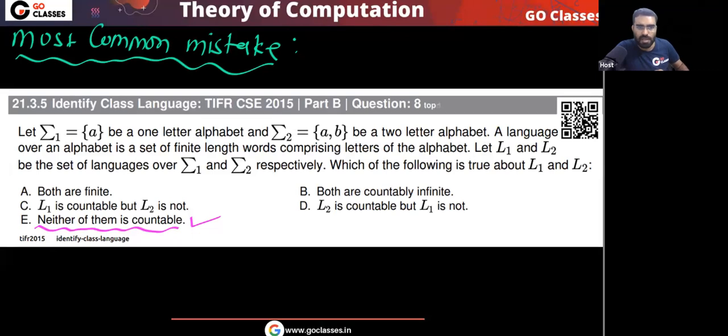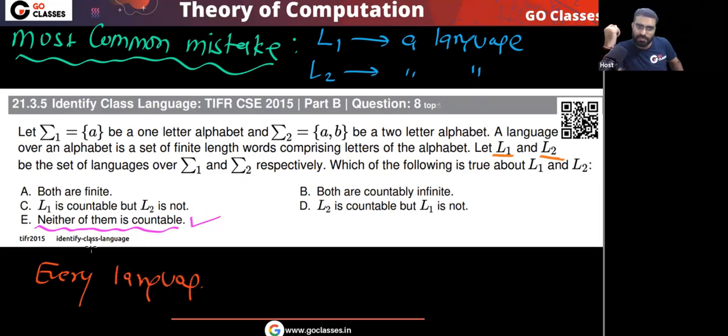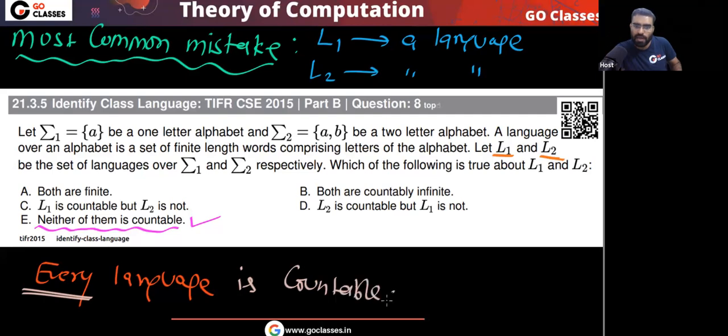Some students will think, okay, L1 is a language, L2 is a language, and every language is countable, which we already know. Yes or no? Every language is countable. So this is the common mistake people will make, thinking that L1 is a language and L2 is a language.